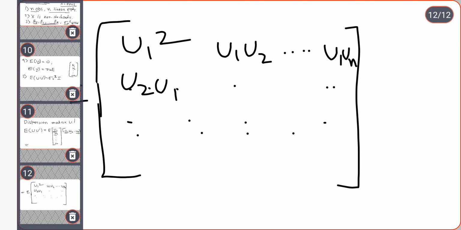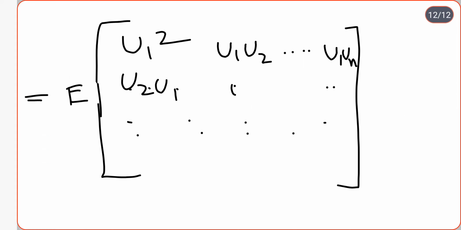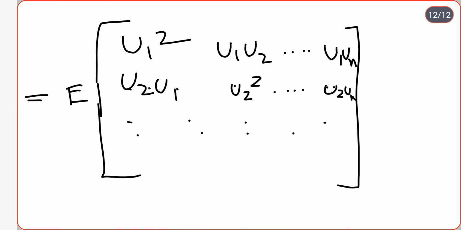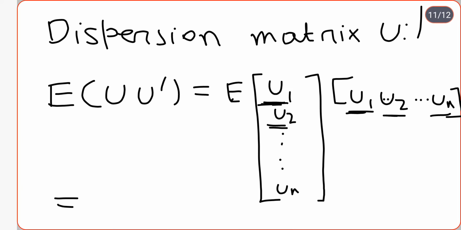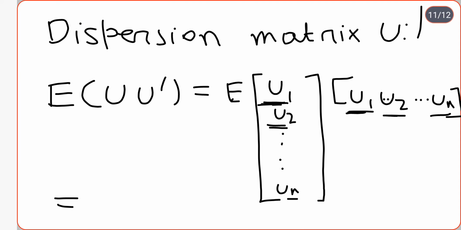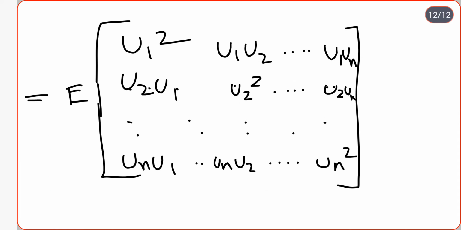Then u2 multiplied with u2, so we are getting u2 square, and at the last we are getting u2 un. Now let me calculate the last row. That is un multiplied with u1, we are getting un u1, then we are getting un u2, and it goes up like that, and the last term is un square, because un is multiplied with this un, so we are getting un square.